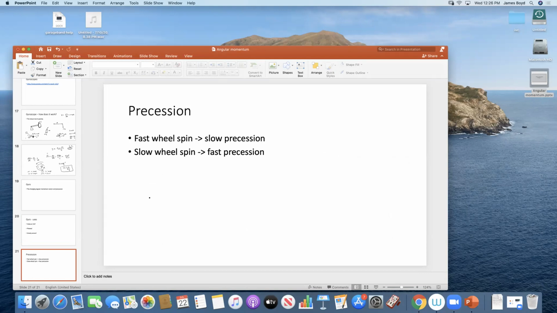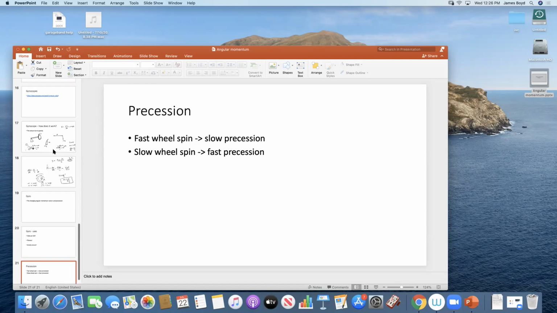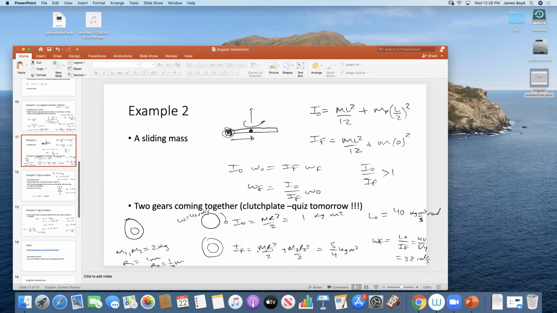But anyway, we're going to have a homework tomorrow after we do gravity. It'll have a little bit like the figure skater type stuff where you just have to figure out I initial and omega initial and I final, omega final. Tomorrow's quiz will be on like two gears or two wheels that come together. So you'll just have to basically do this right here. Just make sure you know how to do that, a one-dimensional rotational inelastic collision.